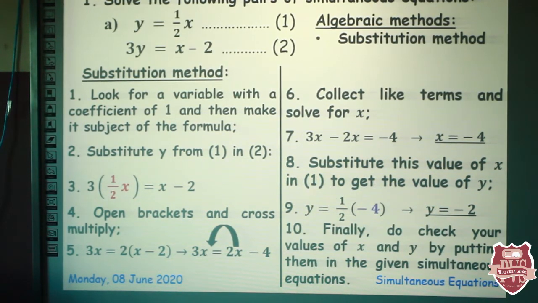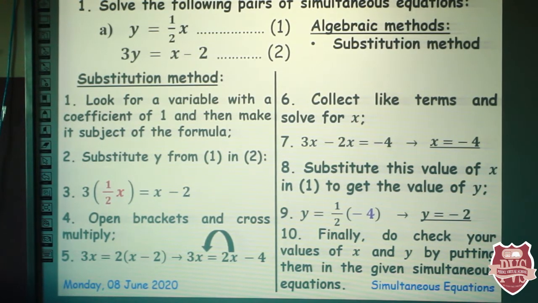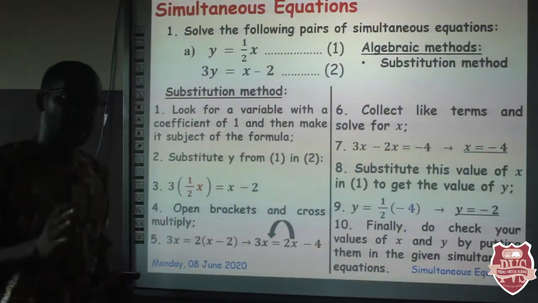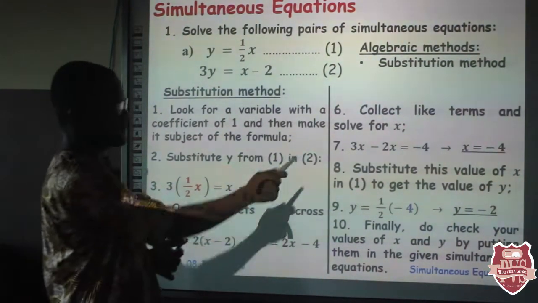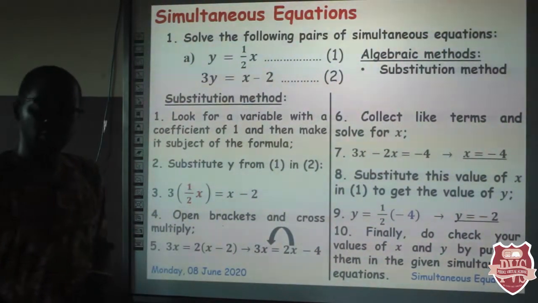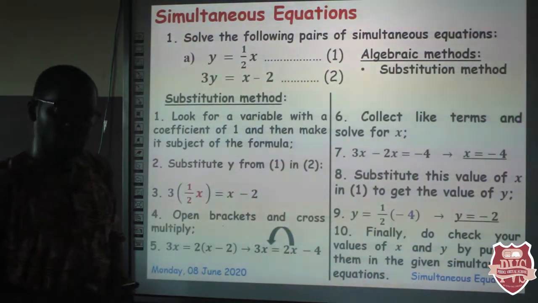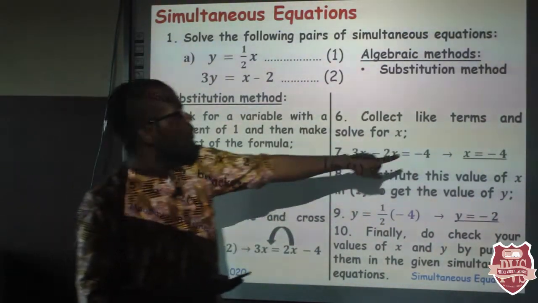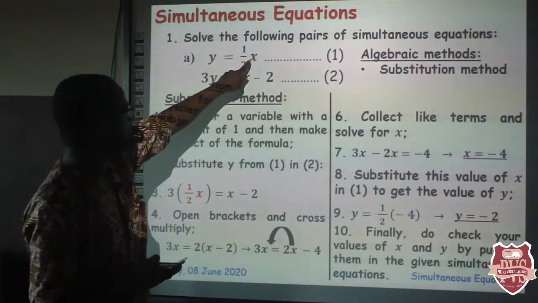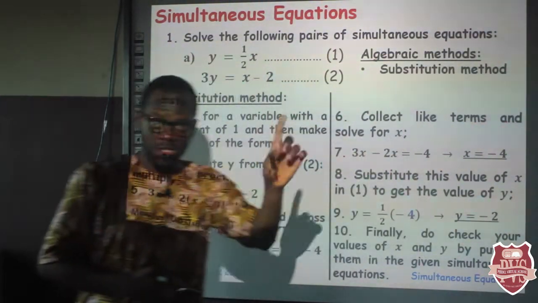So there we go. But finally, do check your values of x and y by putting them in the given simultaneous equations, just to be absolutely sure that these are indeed the correct values of x and y. Right, students, so now that we have the values of x and y, x is minus 4 and y is minus 2. You need to check your values by putting them in the given simultaneous equations. So, when x is minus 4, y is minus 2. Let's substitute values into equation 1. When x is minus 4, half of minus 4 gives you minus 2. Y is minus 2. So that is correct for equation 1.